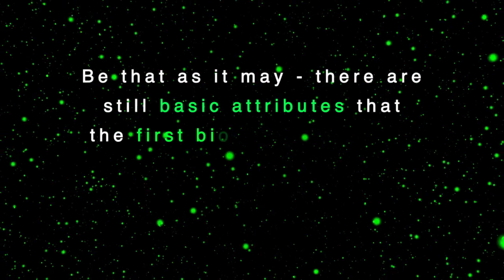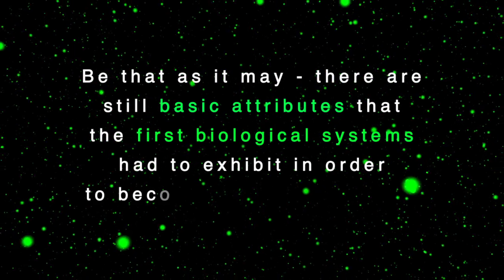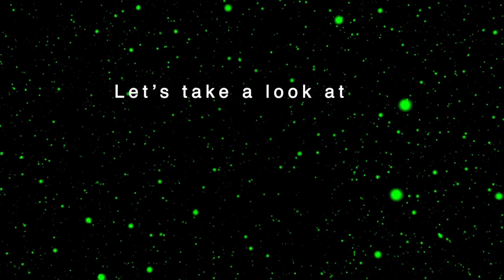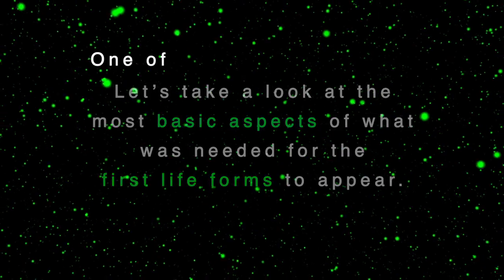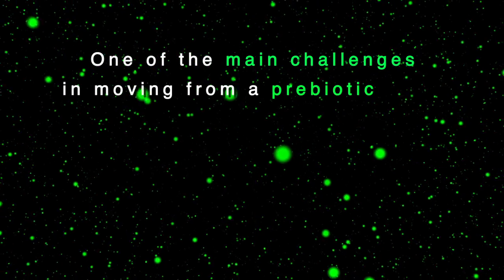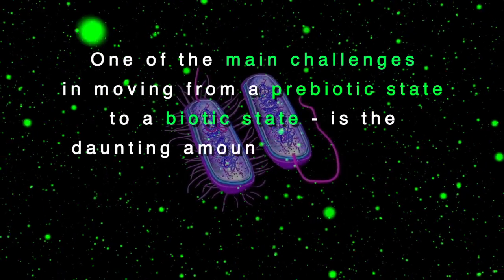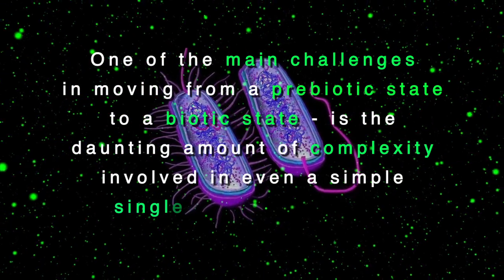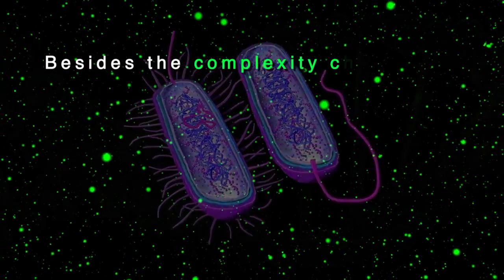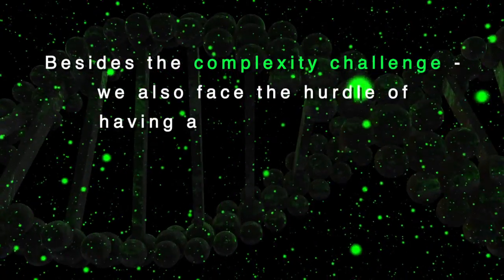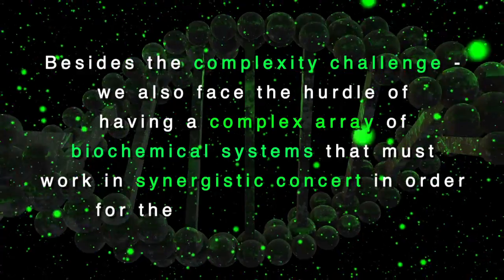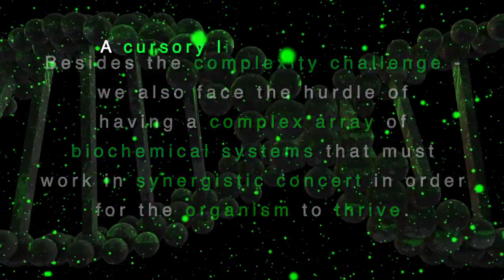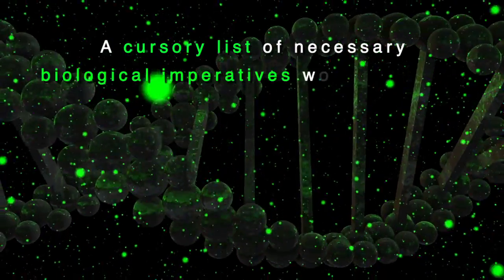Be that as it may, there are still basic attributes that the first biological systems had to exhibit in order to become living organisms. Let's take a look at the most basic aspects of what was needed for the first life forms to appear. One of the main challenges in moving from a prebiotic state to a biotic state is the daunting amount of complexity involved in even a simple single-celled organism. Besides the complexity challenge, we also face the hurdle of having a complex array of biochemical systems that must work in synergistic concert in order for the organism to thrive. A cursory list of necessary biological imperatives would include 1.